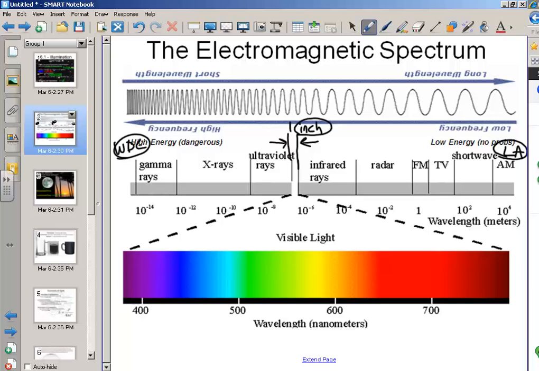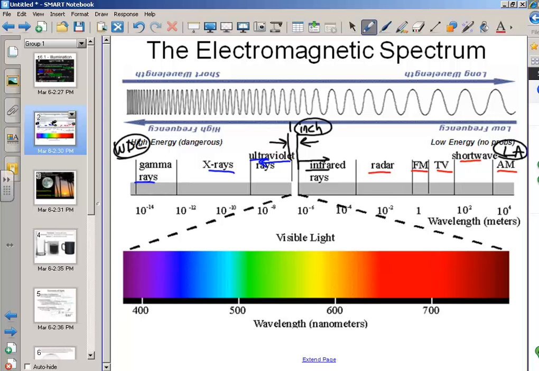There is stuff below what we can see, and we call that infrared. Just like there is sound below what we can hear, we call it infrasonic. There is stuff above what we can see. We call it ultraviolet, above violet, below red. And other things above what we can see, X-rays, gamma rays. Things below what we can see, radar, FM, television, shortwave radio, AM radio, all of these things are below.